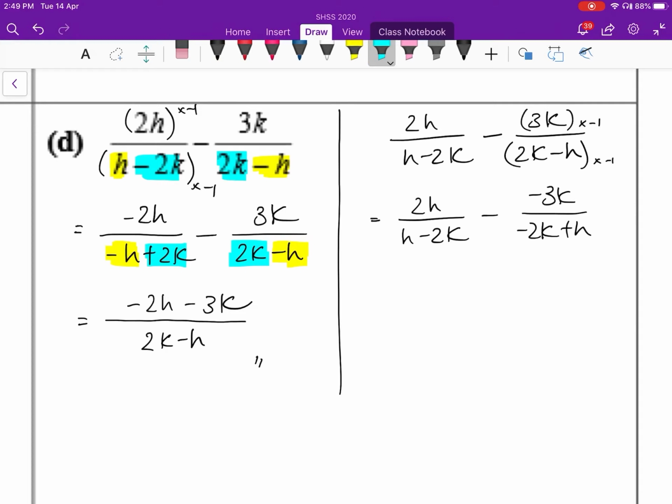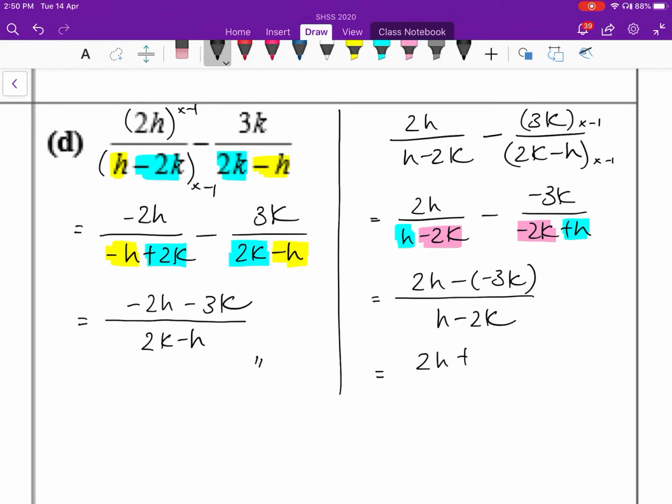Let's take a look at the denominator. Positive h, positive h. Negative 2k, negative 2k. Are the denominators the same? Yes, they are the same. So if they are the same, we can just join them together with the same denominator. It doesn't matter if you write negative 2k plus h or h minus 2k. So I'm just going to write h minus 2k. On the numerator, it will be 2h minus negative 3k. And I will get 2h plus 3k over h minus 2k.